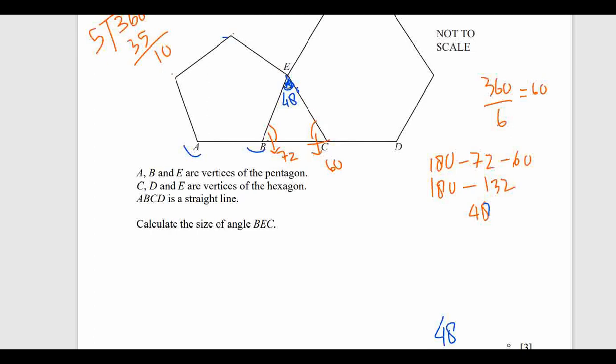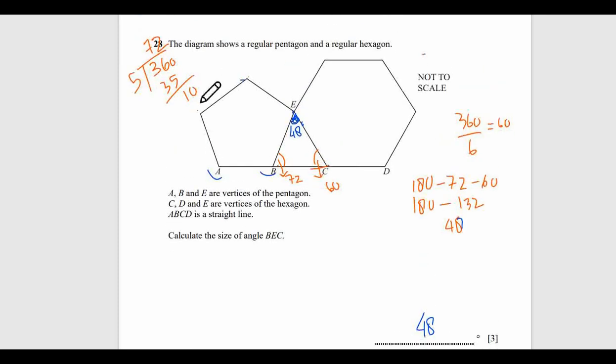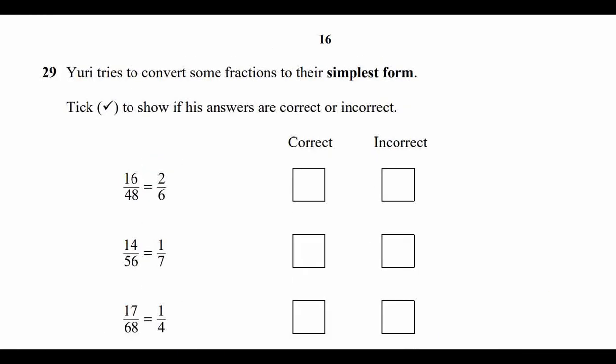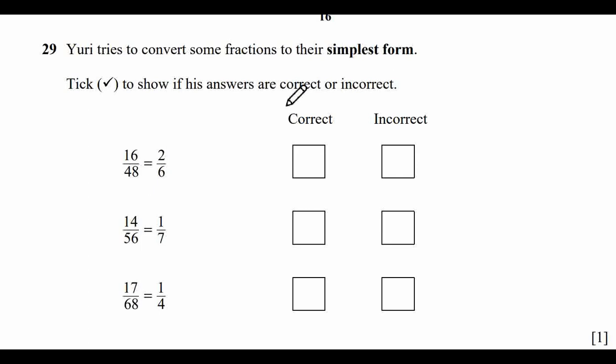So this is the working. Now let's move on to question 29. Yuri tries to convert some fractions to their simplest form. Tick to show if his answers are correct or incorrect. Right, let's see. To simplify the fraction, we have to divide by the largest common factor.